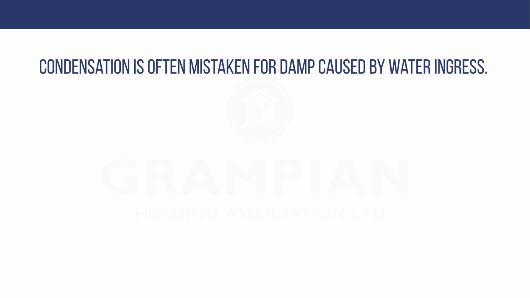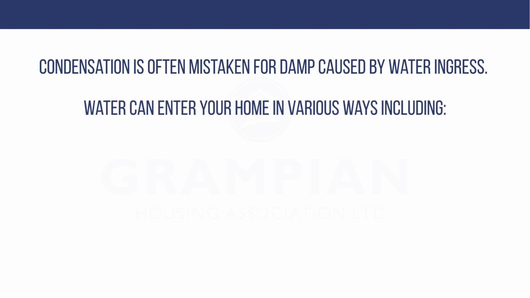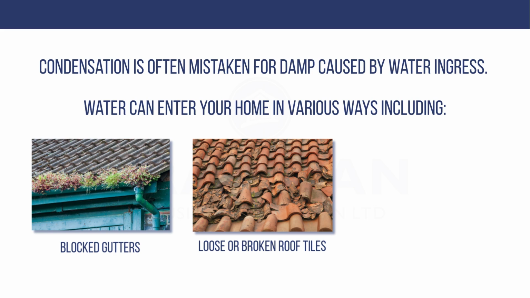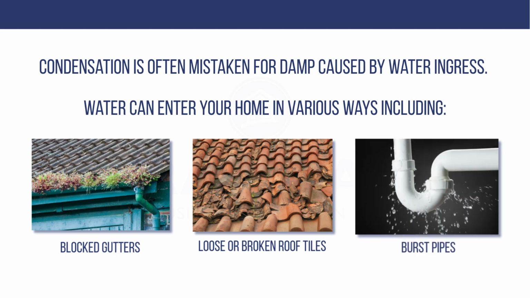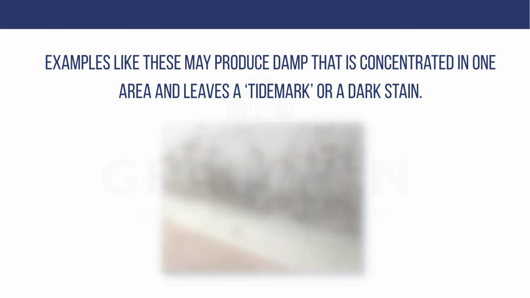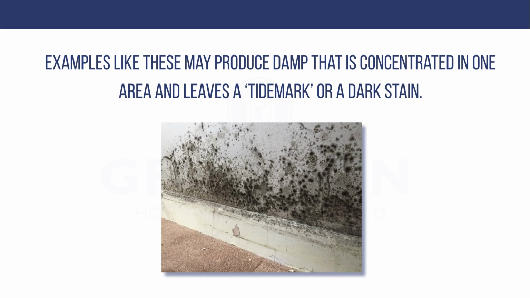Condensation is often mistaken for damp caused by water ingress. Water can enter your home in various ways, including blocked gutters, loose or broken roof tiles, burst pipes. Examples like these may produce damp that is concentrated in one area and leaves a tide mark or a dark stain.